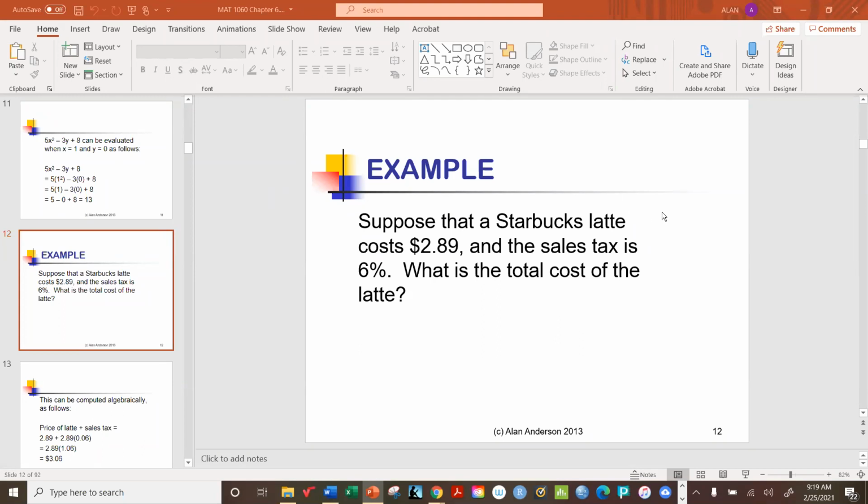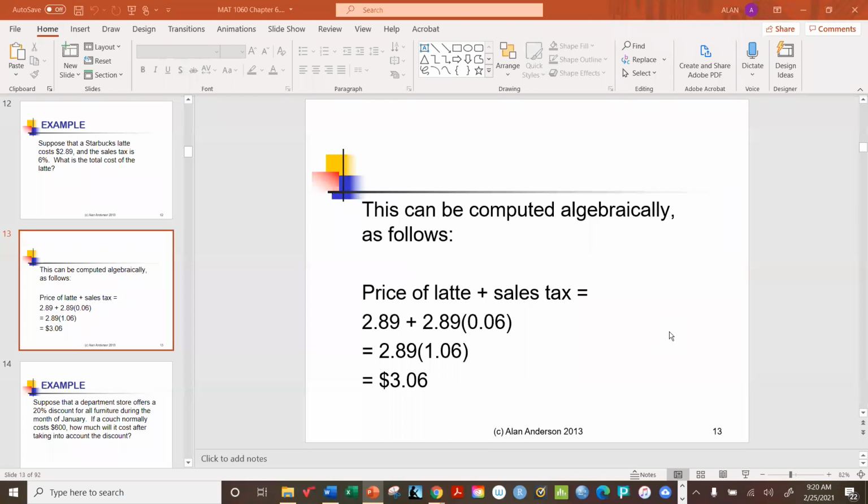Now, suppose that the latte, the actual cost is $2.89, but the sales tax is 6%. So, normally they just figure out for you, and you hand them the money and you walk out the door and you don't think about it. But how did they figure out the actual sales tax? Well, there's a few ways we can do this, but we can think of it this way. We've got the original 289 plus 6% of the price, 6% of 289, which you could do that separately if you want to. In fact, if you do, you're going to get 289. Let's do that two different ways.